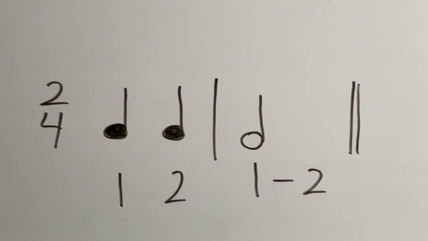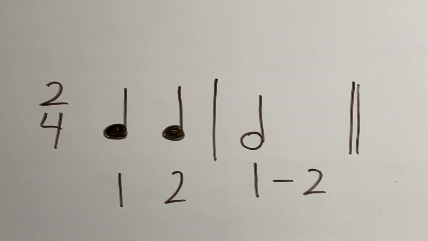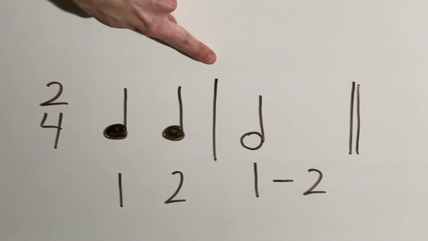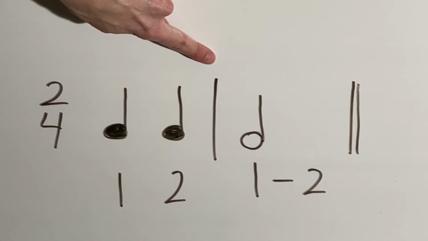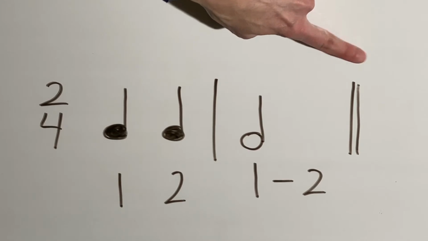Now that we know in 2, 4, we're going to have 2 counts in a measure and a quarter note gets 1 count, we can go ahead and write some counting out. In 2, 4, here are 2 measures of counts. Do you remember what this was called? Bar line. Good job. And what's this called? Double bar line. Good job.